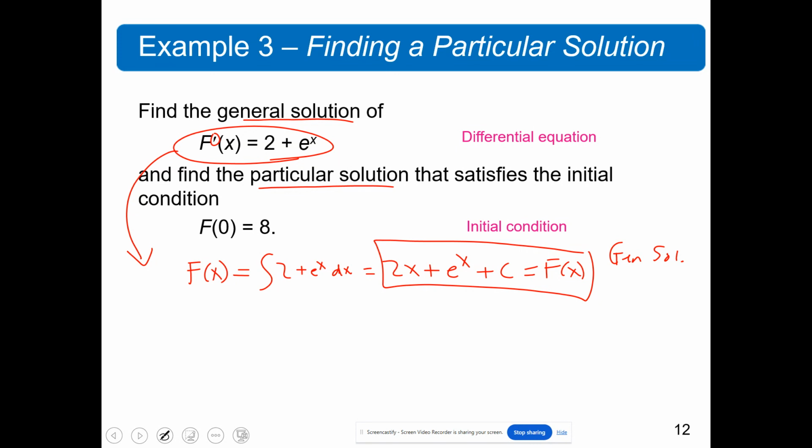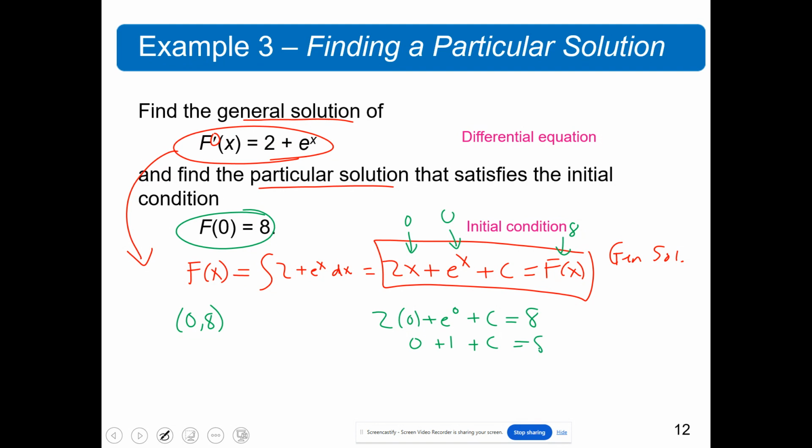Okay, so now we can find the particular solution using this information right here. In other words, (0, 8). I could plug in a 0 for the x's and an 8 for the y, or in this case f of x. And you'd get 2 times 0 plus e to the 0 plus c equals 8. And so that's going to be 0, that's going to be 1. So c is equal to 7. And so our final answer for the particular solution would be f of x equals 2x plus e to the x plus 7.